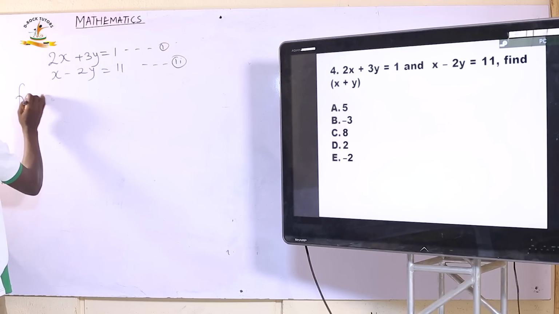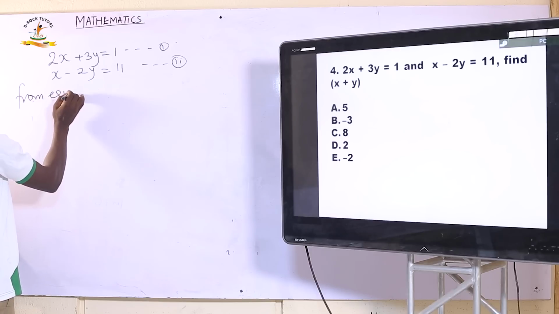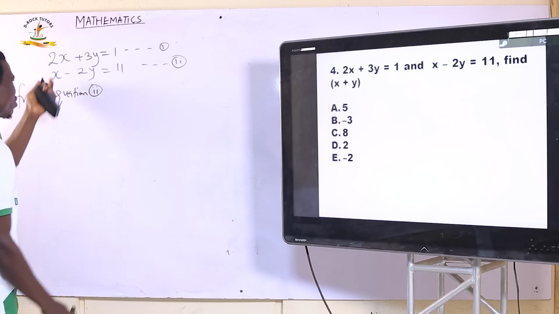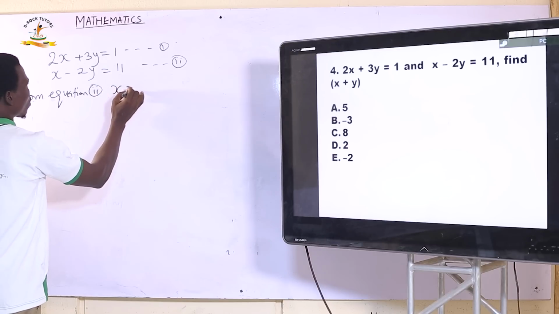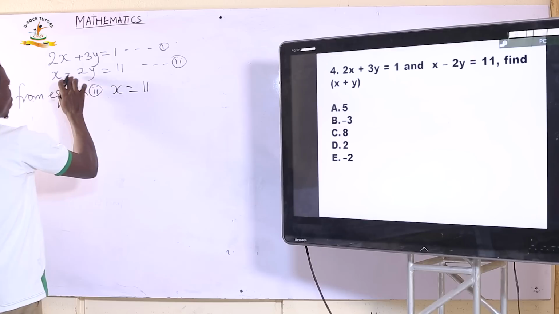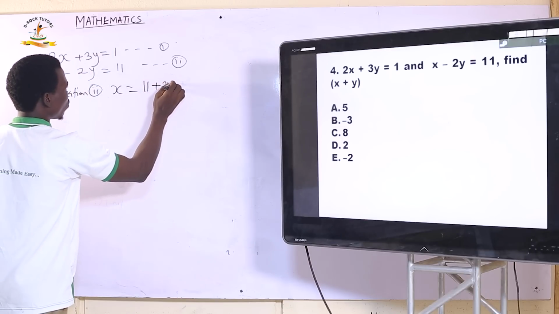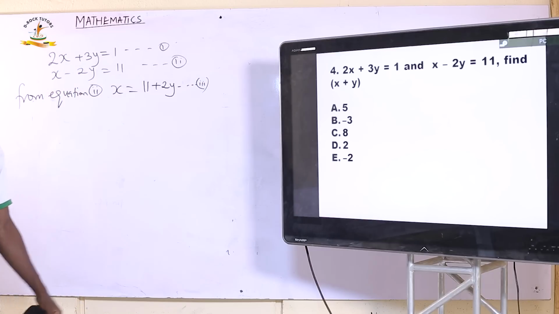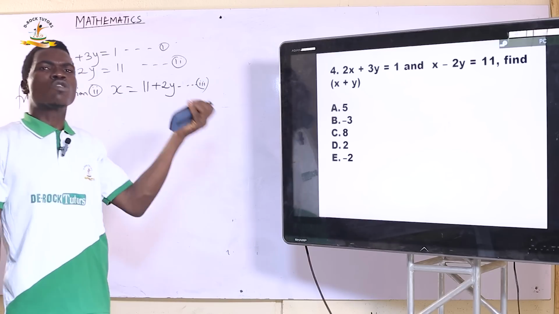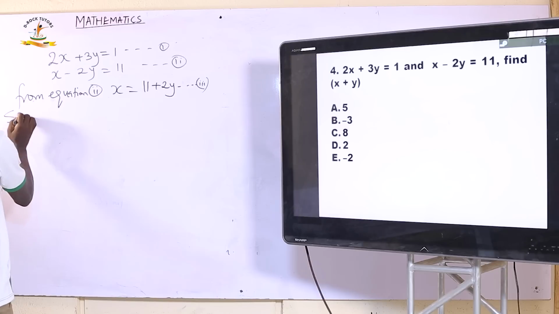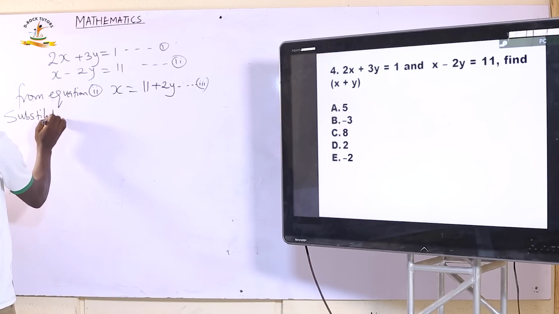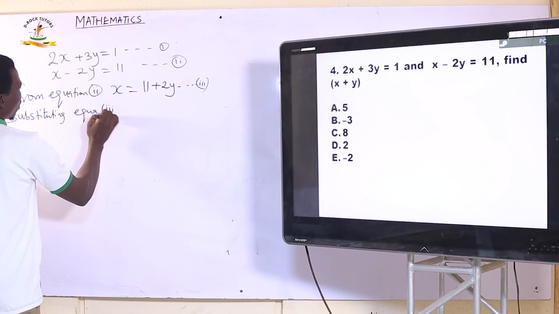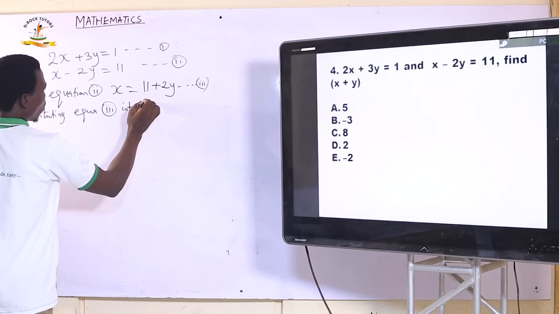So from equation 2, that is this equation, I make x the subject of the formula. So x becomes equal to 11, then minus 2y is coming, it becomes plus 2y. So I call this equation 3. This is my equation 3. I now substitute equation 3 into what? Into 1. Substituting equation 3 into 1.